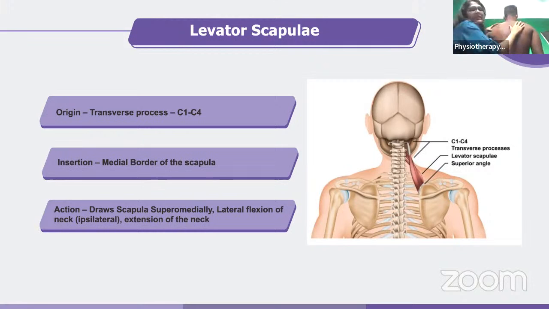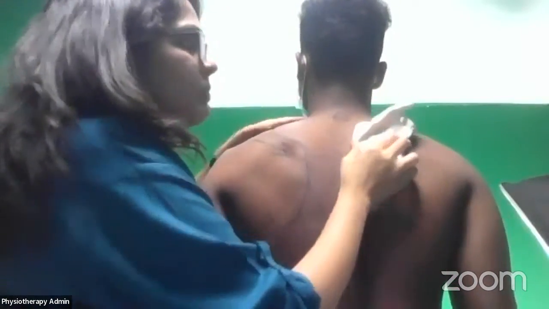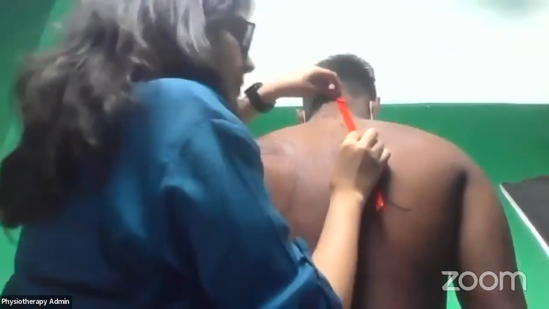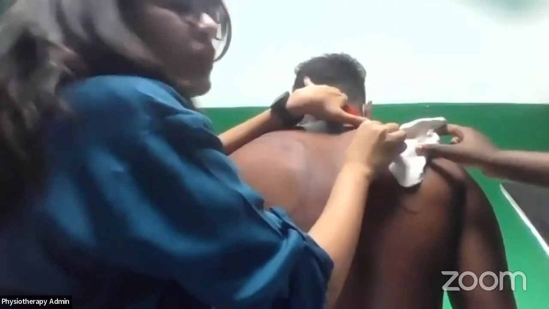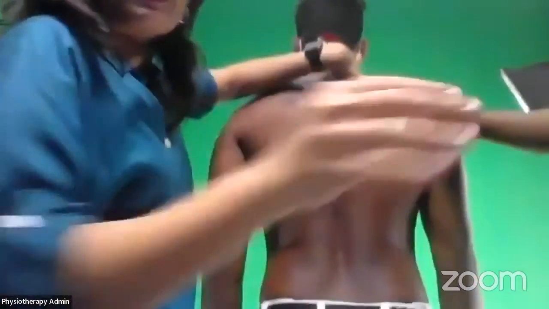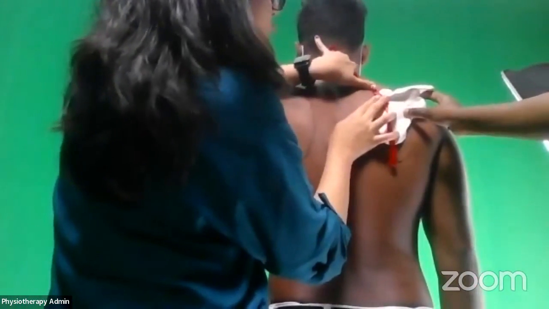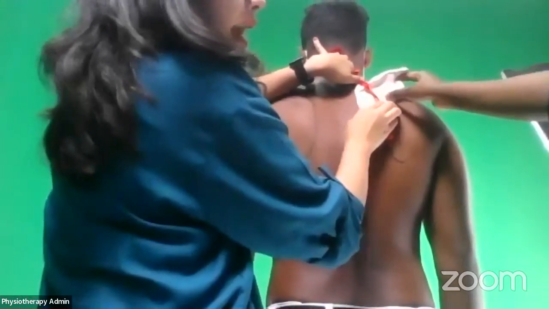So from here, it gets inserted on the medial border. When it contracts, it elevates the scapula, that is, superior-medial. The muscle is like this. It got inserted into the medial border of the scapula. When this muscle contracted, it pulled the scapula superiorly and medially.